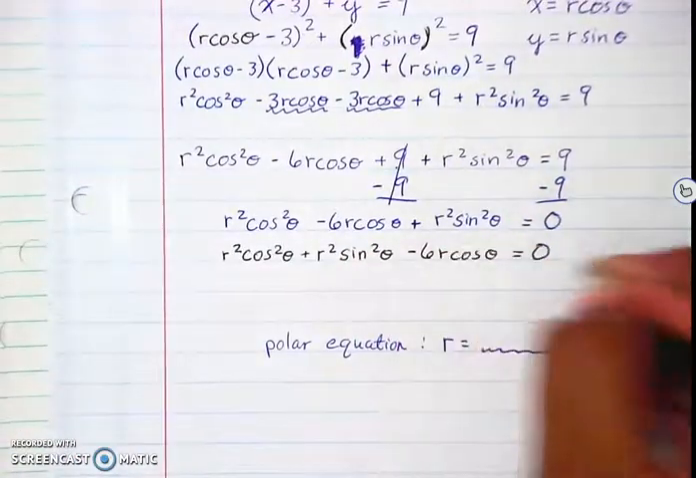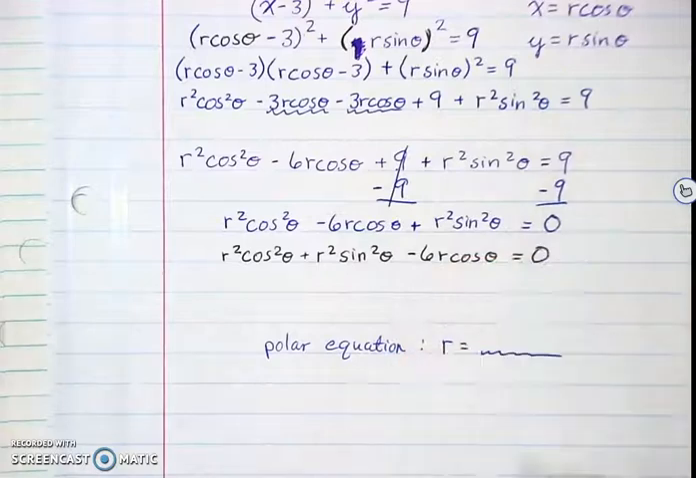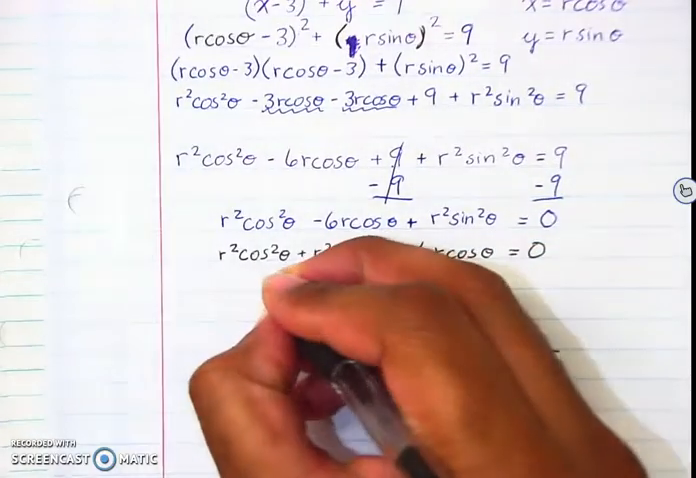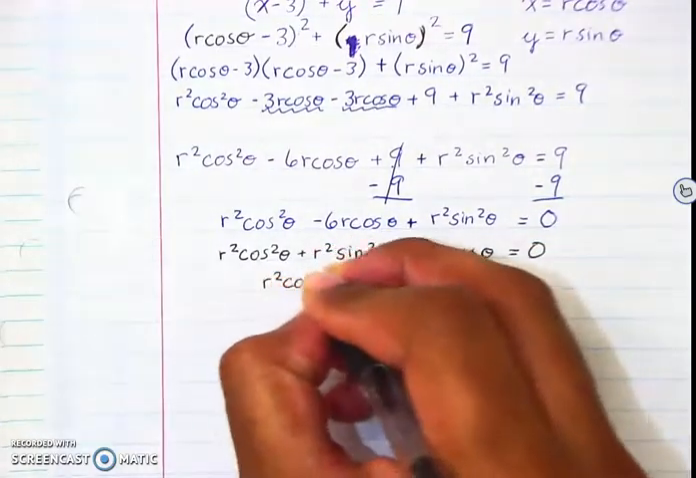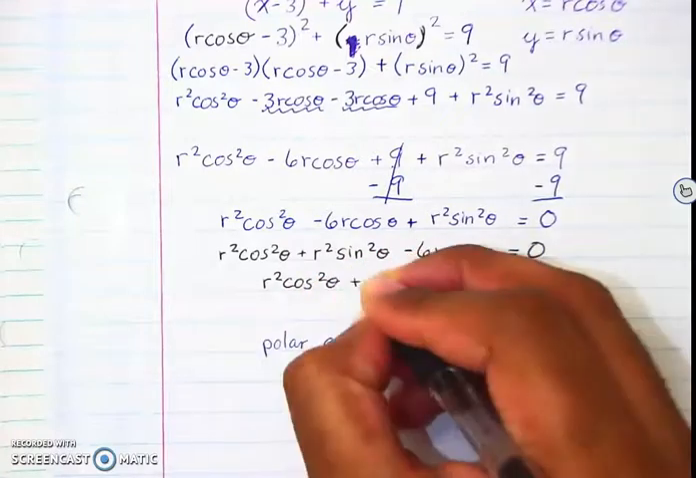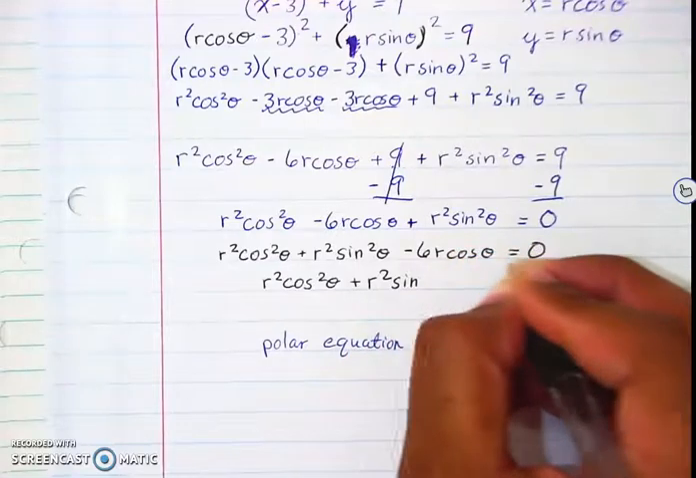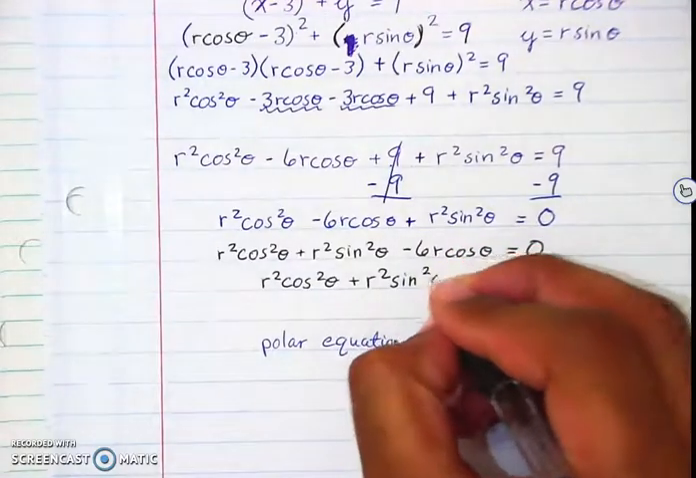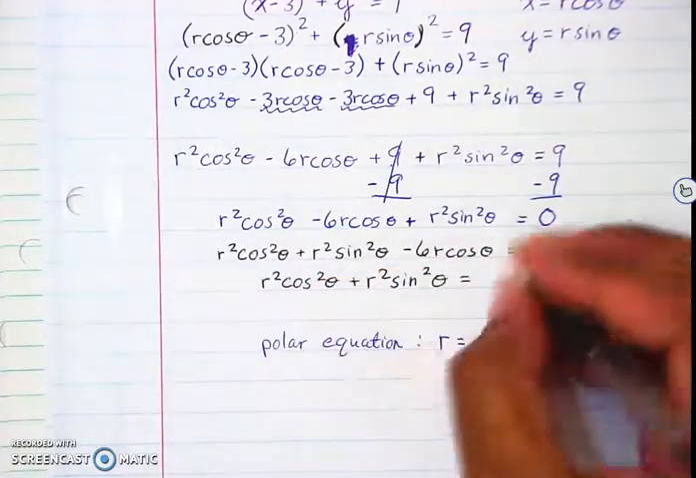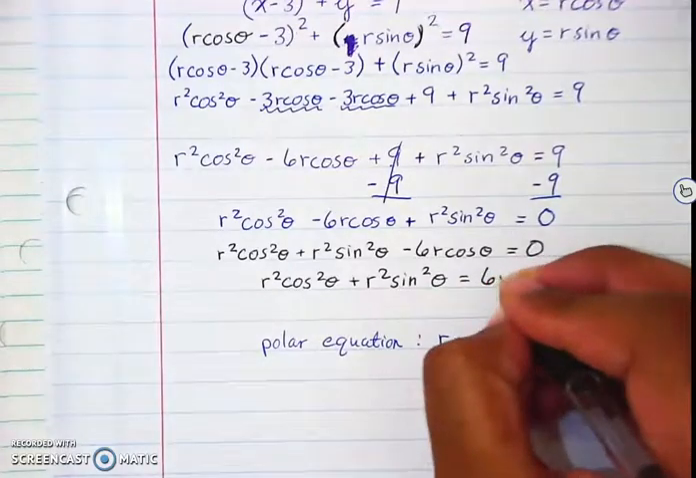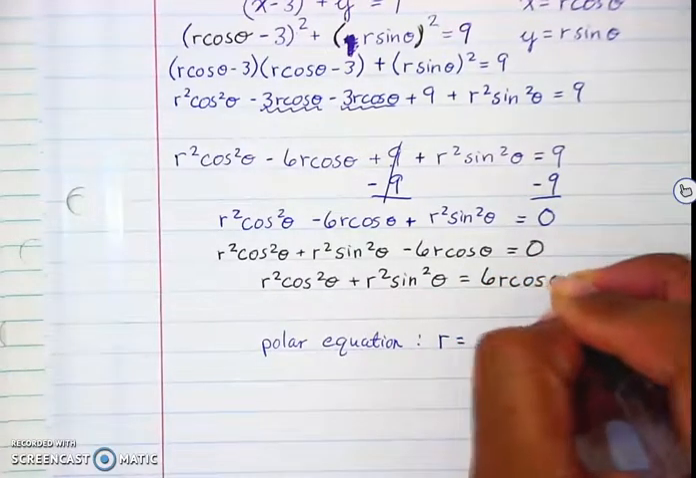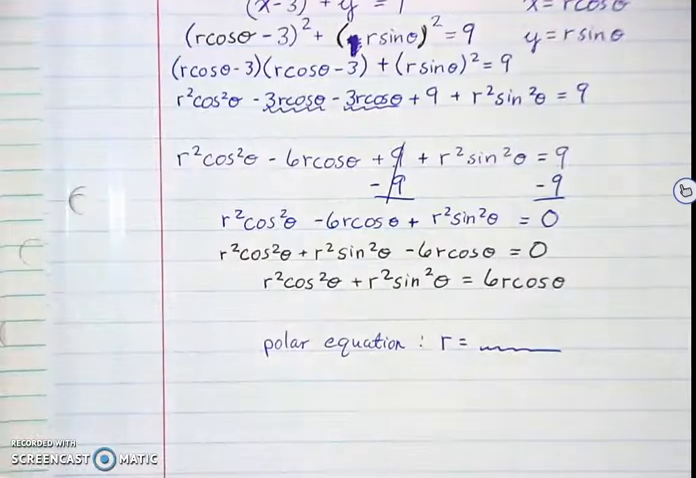So I'm going to add 6 r cosine theta to both sides. I'm not going to write that step down. I'm going to skip it, but I'm telling you we're going to add the 6 r cosine theta to this side, so that we can just deal with this side right now. And if we need to move it back over, we will. But if we can keep it there and be done with it, cool.